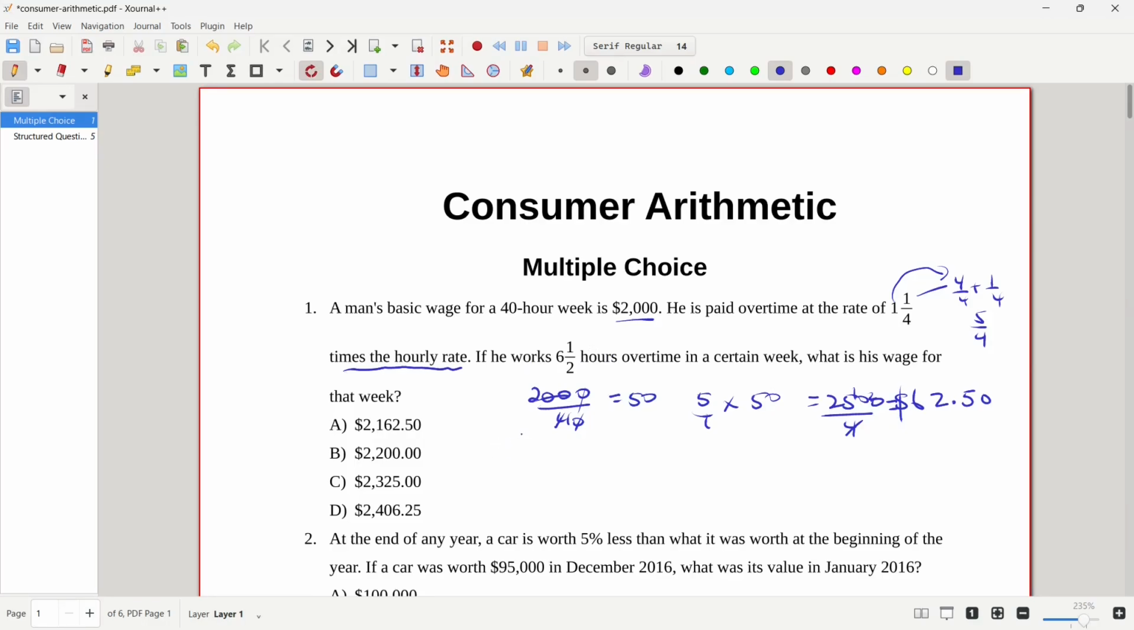Okay, so 6.5 can be written as 12 over 2 and 1 over 2, which is 13 over 2. And that means 13 over 2 times 62.50. And the first thing I want to do is divide, so I'm going to get 31.25. All right, so let me just do that. 31.25 multiplied by 13 is going to be equal to 3125 with a 0 at the end.